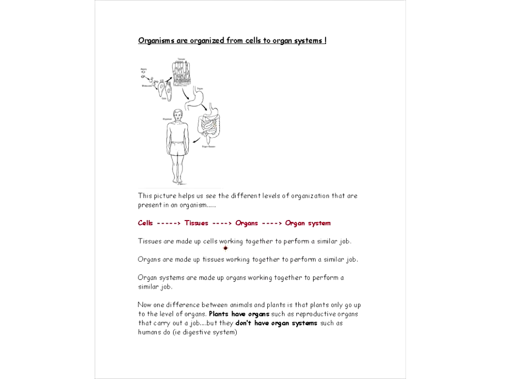So of course, tissues are made up of many cells working together to perform a similar job. Organs are many tissues working together to perform a similar job. And organ systems are made of many organs working together to perform a similar job. Now it's important to notice that plants go as high as organs, but they don't go as high as organ systems, whereas animals do. So plants might have reproductive organs, but they don't have organ systems.